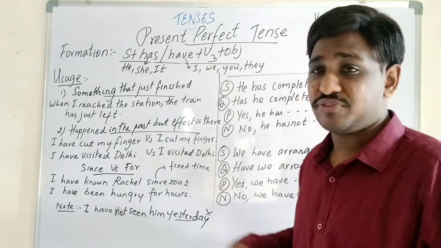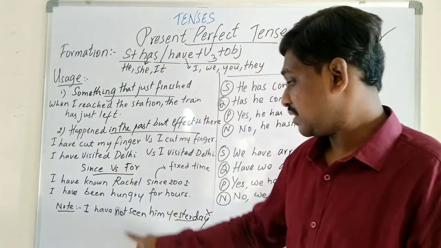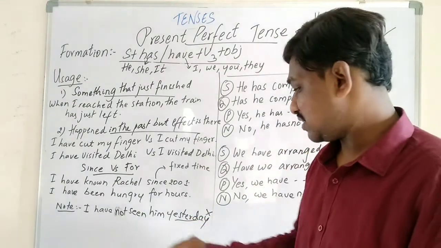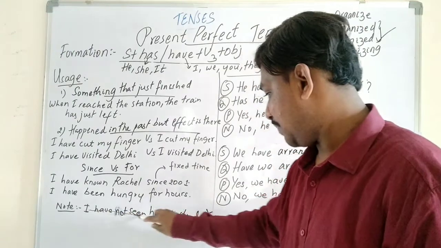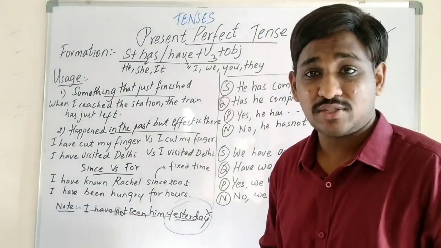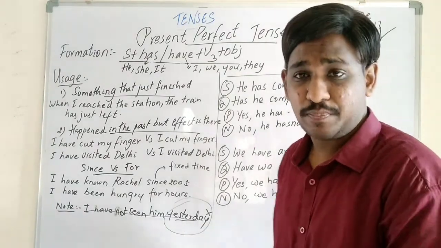Let us take one example for 'for'. I have been hungry for hours. You're not telling for how many hours, just for hours. Right. So see here, I have not seen him yesterday. This sentence is wrong. You should not use it. Use I did not see him yesterday. That's the correct way of using, because yesterday is a time reference for simple past.